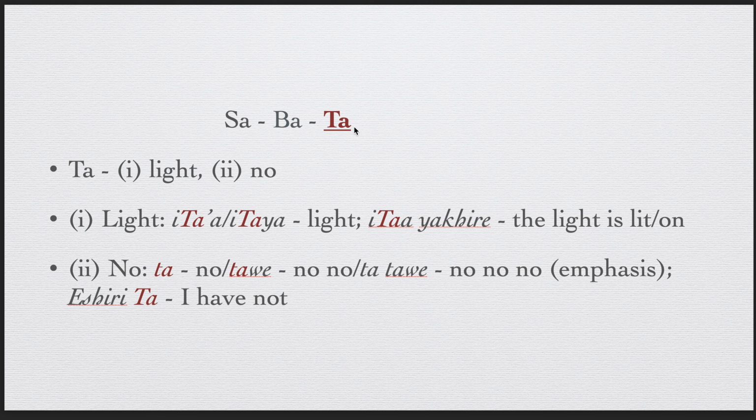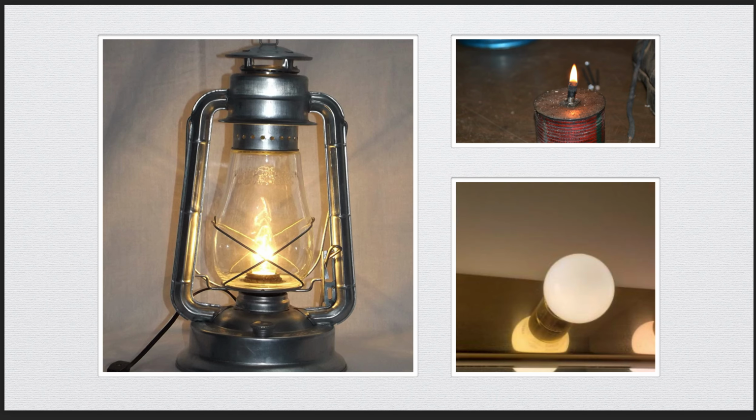Now the third syllable is ta. Ta means light or no. As light, when I say ita or itaya, the spelling variations with a Y or I, it means light. If I say itaya here, it means the light is lit, or the light is on, literally. And now ta as no: ta just means no. If I say tawe, no. If I say ta tawe, that's no, no, no, for emphasis. If I said eshirita, it means I have not. And those are the lights, ita: the lantern, the tin light, and the bulb. I don't know if it's modern day, but it is.